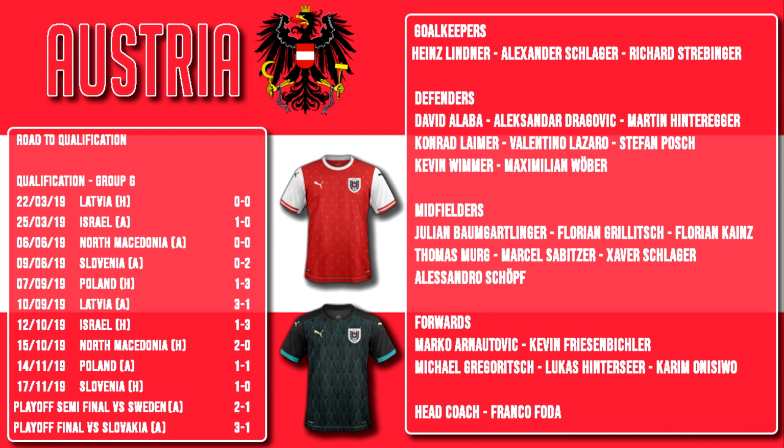And the forward options, you've got Marko Arnautovic playing for Shanghai SIPG, Kevin Friesenbichler, Michael Gregoritsch, Lucas Hinterseer and Karim Onisiwo. After their game against Italy in Rome, Austria do have games all the way in Baku in Azerbaijan as they face Czech Republic and Poland in the Olympic Stadium in Baku.